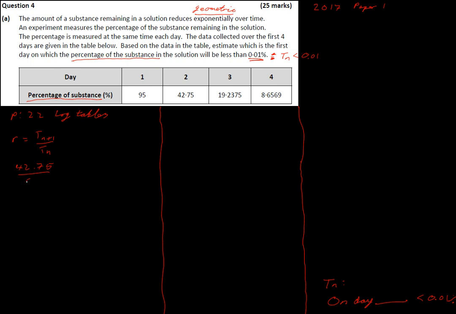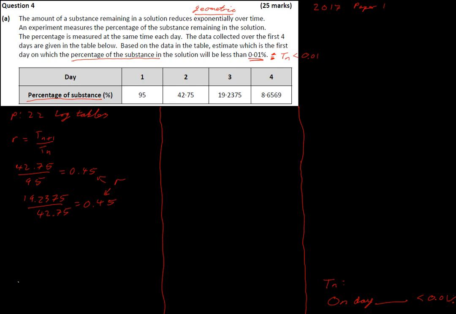Tn all over T1, which is 95. I put that into my calculator and I get 0.45. And then I put T3 all over T2 and see if I get the same thing. If I get the same thing here, it means I have a common ratio. It means I have a geometric series. And lo and behold, when I put it in the calculator, I get 0.45 both times. That means that that is my common ratio. So now I know I've got a geometric series.